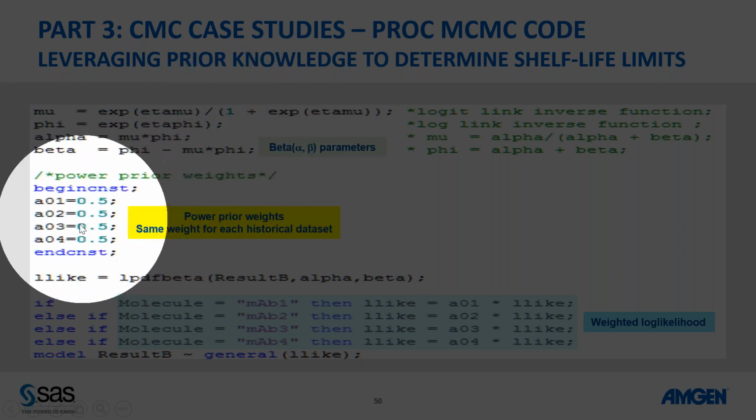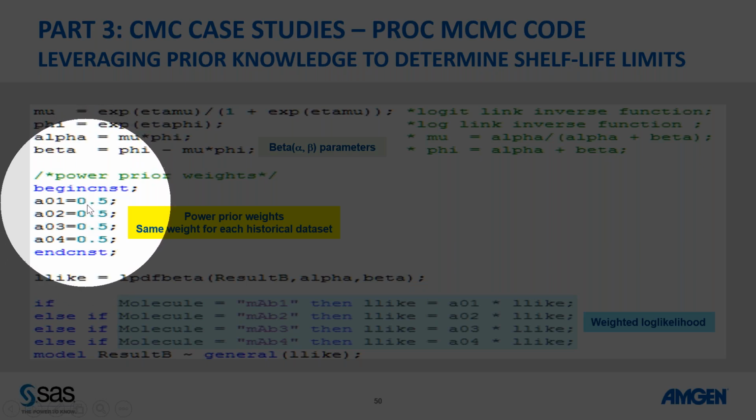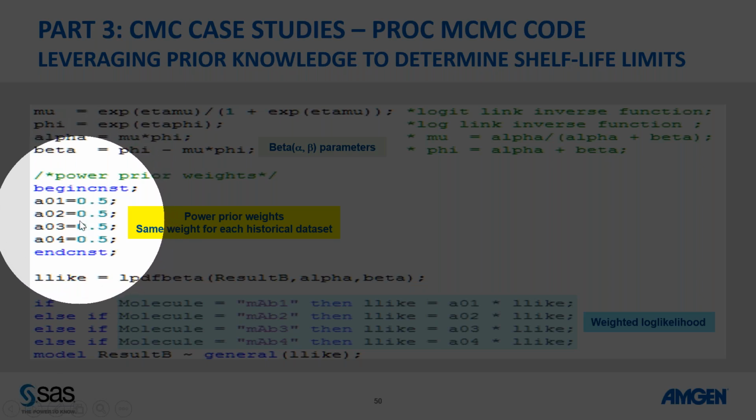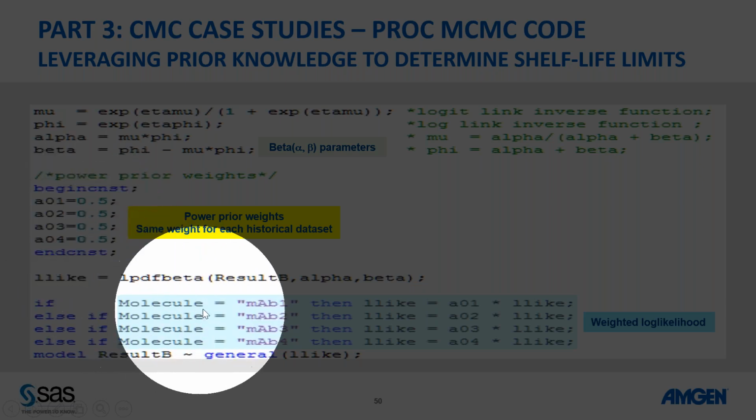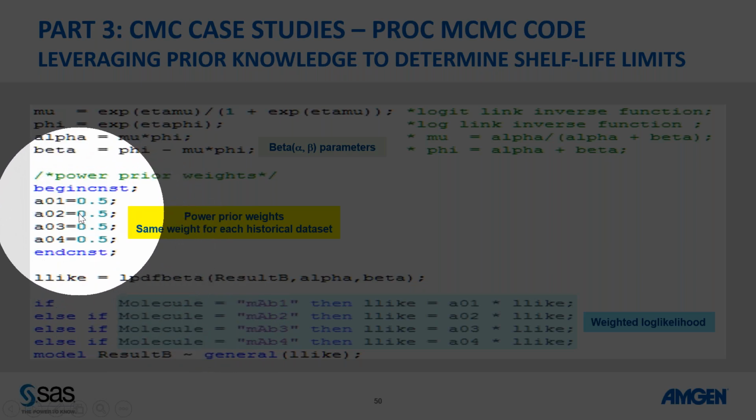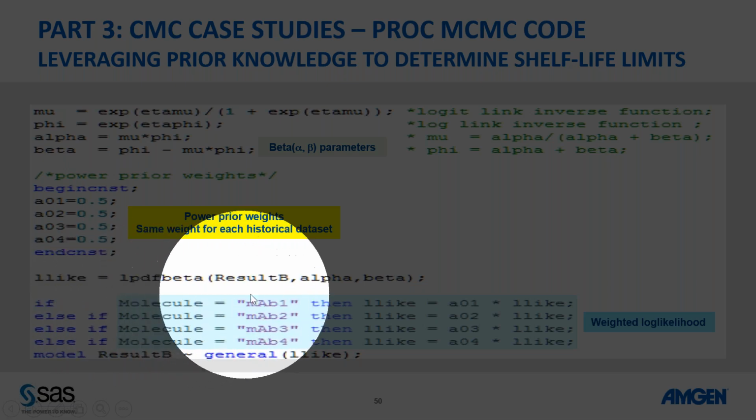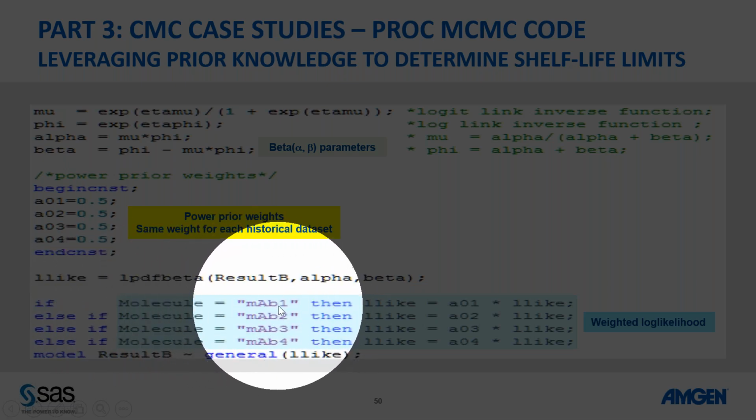And then here are just the power prior weights for the 4 different molecules' data sets. The historical ones, the prior historical data sets. So each one we're going to weight 0.5 as how much weight is used in the hyperprior. In the power prior, that's what I meant. So the next line is defining the log likelihood to be the beta distribution for the results in alpha and beta. This is in essence for the current data set.